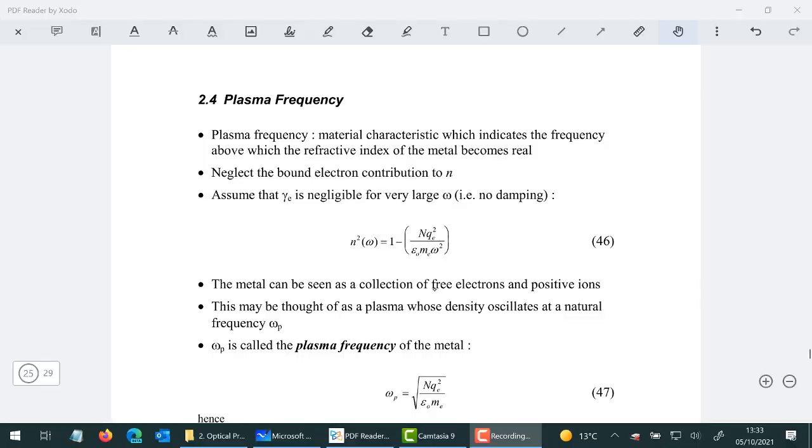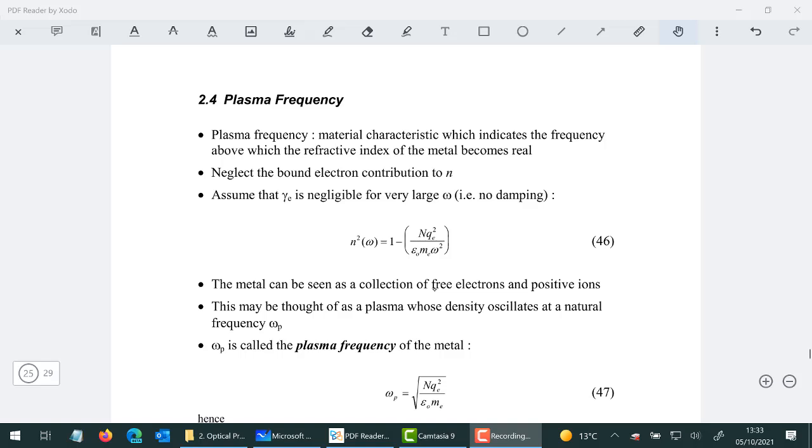So what we saw above was that as we went to longer and longer wavelengths and lower frequencies, the reflectivity increased for some of the metals that we spoke about in the last section.